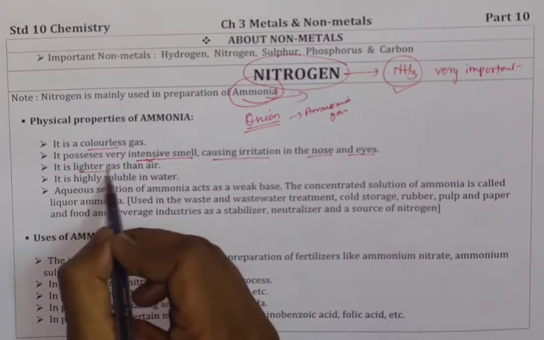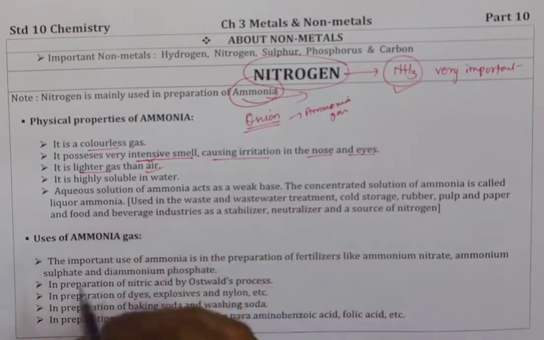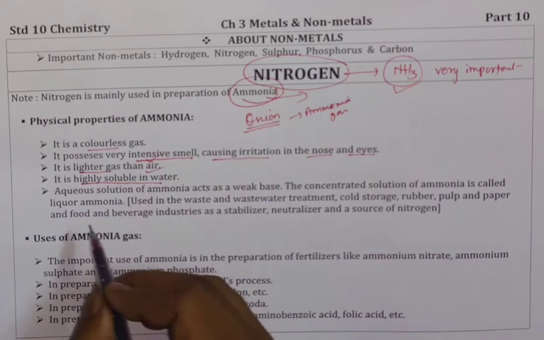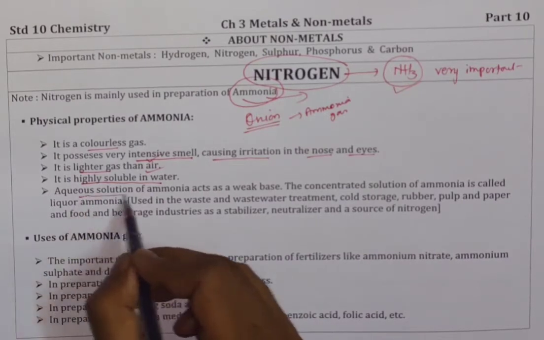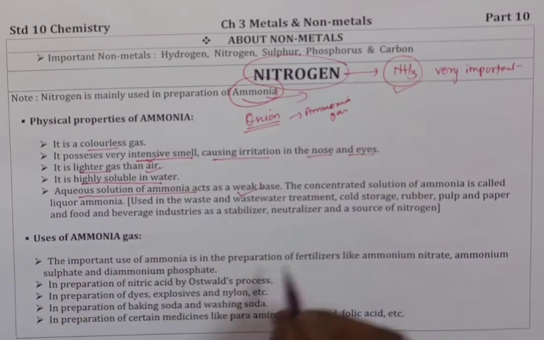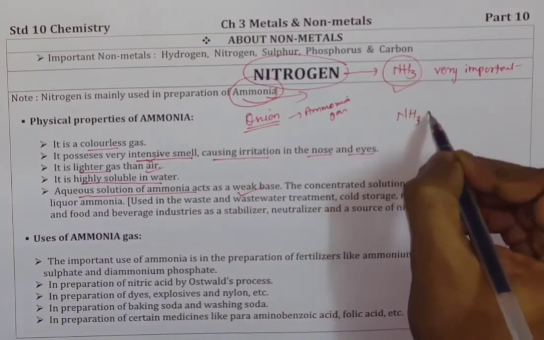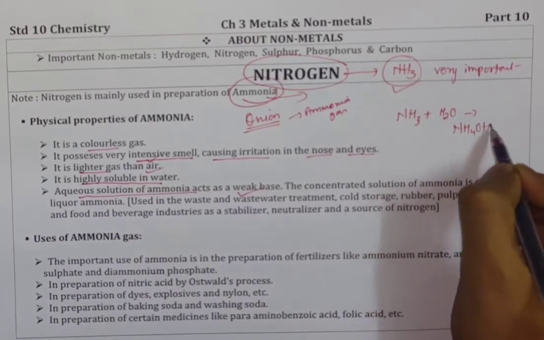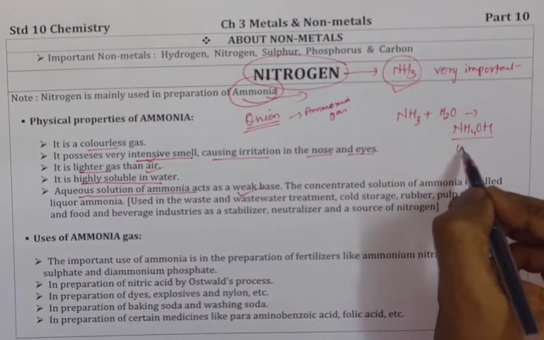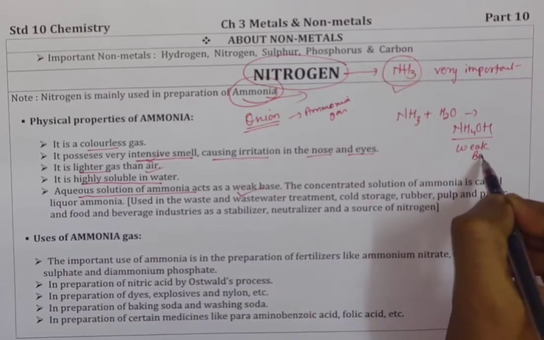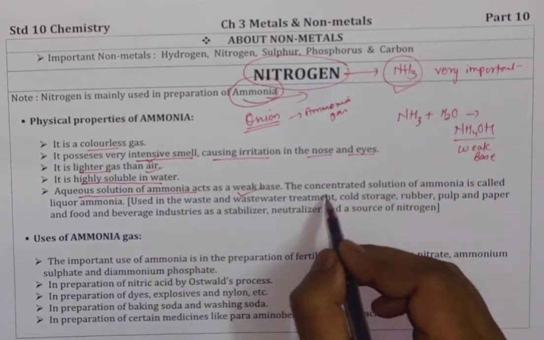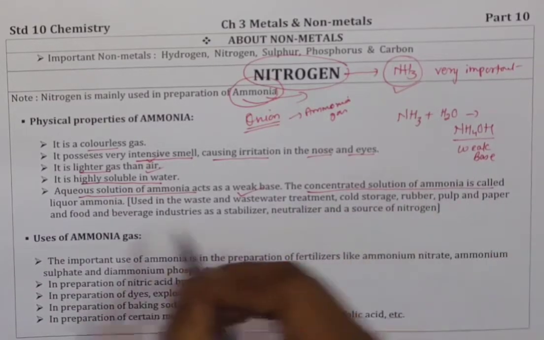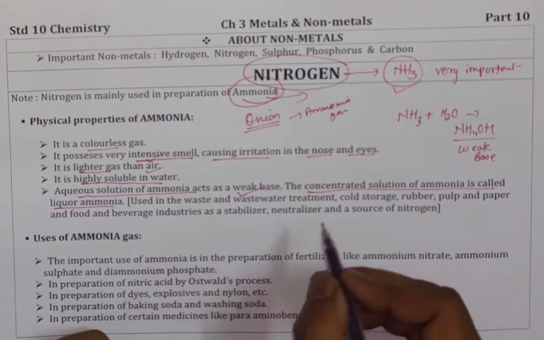Okay. It is lighter than air, but not lighter than hydrogen. Okay. It is highly soluble in water. Good. Remember that. Aqueous solution of ammonia acts as weak base. Children, when you take ammonia and dissolve in water, you get ammonium hydroxide, that is NH4OH. This is weak base. Alright. So it is used as weak base. That is a concentrated solution, okay, of ammonia is called liquor ammonia.